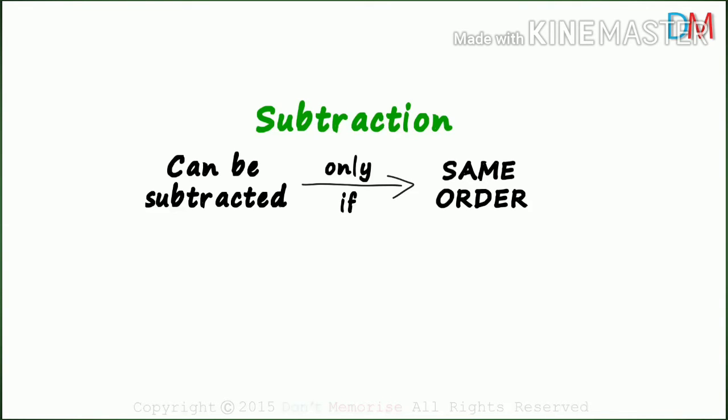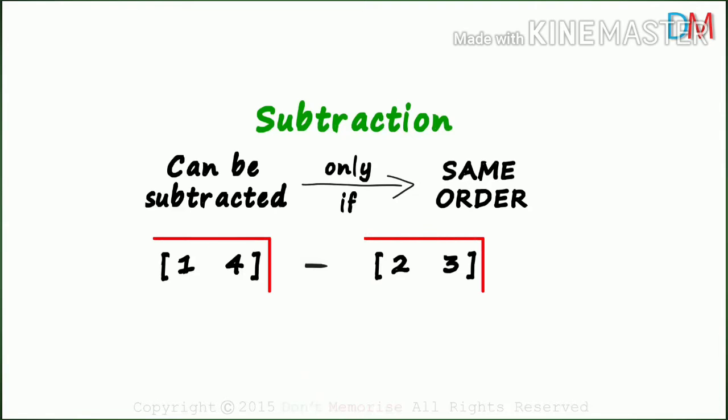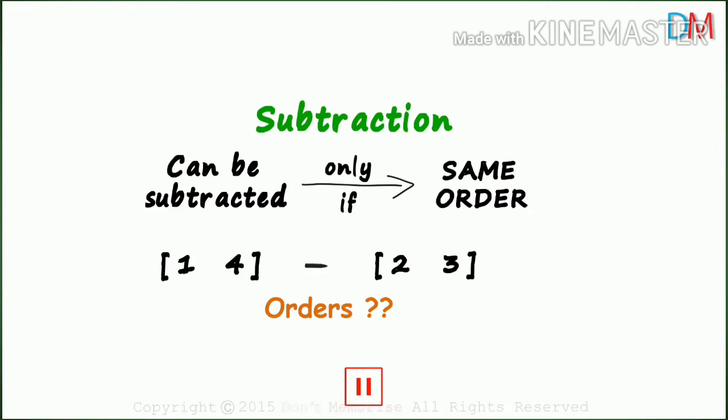The first matrix we have is 1, 4 in one row, and the second matrix we have is 2, 3 in one row. Is this subtraction possible? I am not asking you to subtract the two matrices. I am just asking you if it's possible to subtract this matrix from this one. To know if they can be subtracted, we need to know the order of each. Pause the video and find the orders.